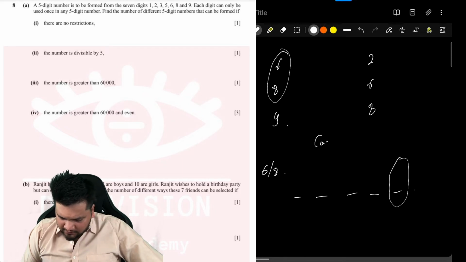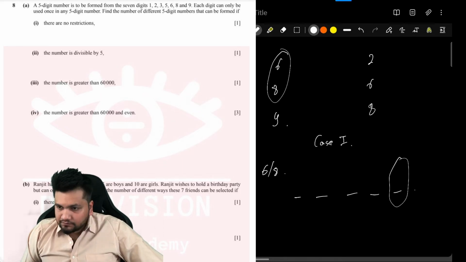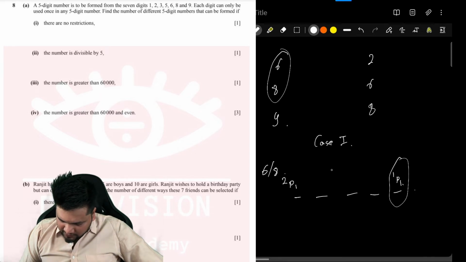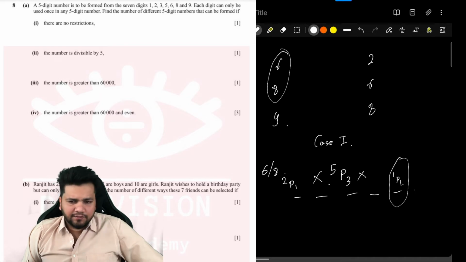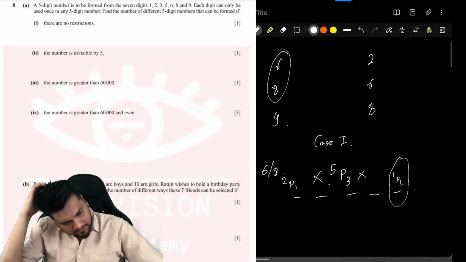This is going to be case 1. Here we have 2P1, here we have 1P1, and in between, how many digits are there? 1 2 3 4 5 6 7, so 7 are there, and 2 are used, so here it's going to be 5P3. Did you get it, everyone? And since it's a compulsory condition, we're going to multiply. Everyone, did you get it? Hey, keep your camera on so that I can understand whether you are getting it or not.